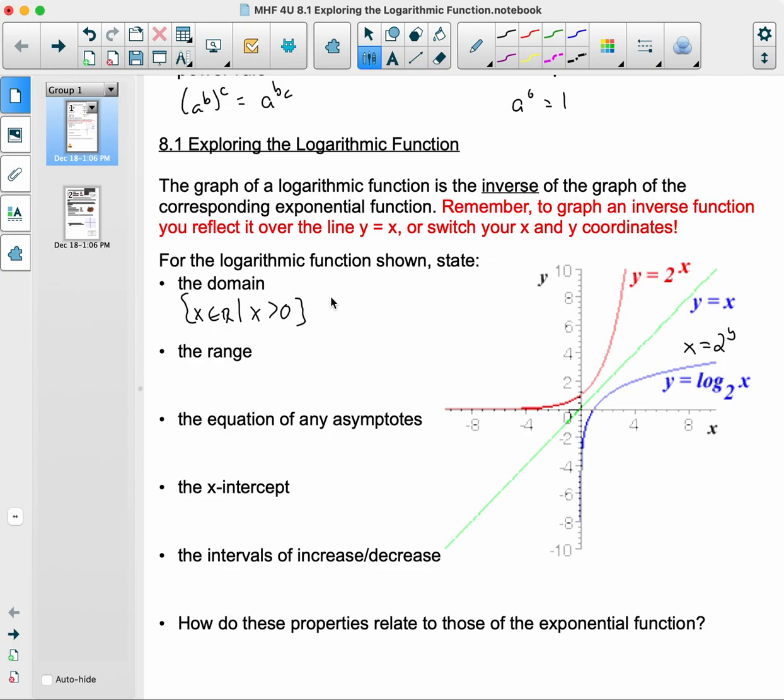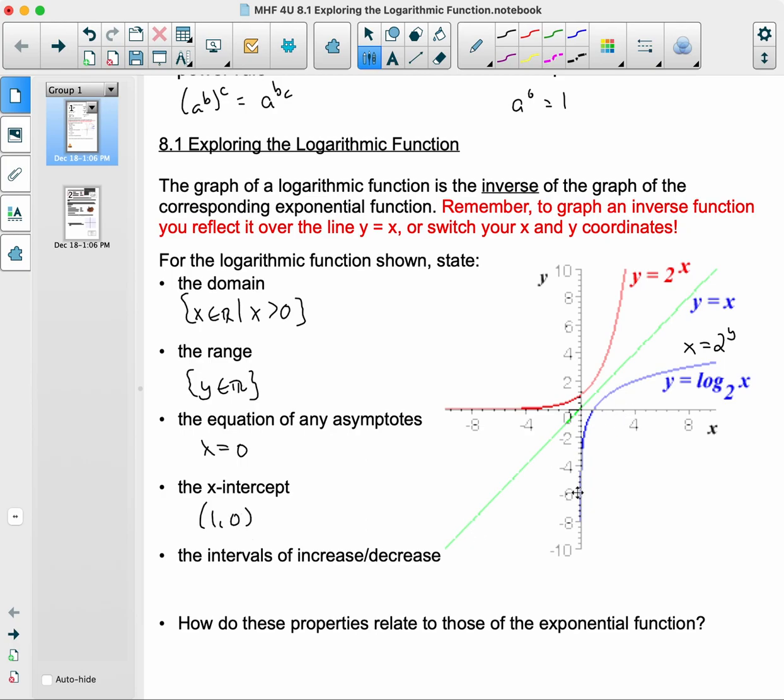And then your range would be all real numbers, okay, so y in the reals. Your asymptote this time is the vertical, so it's at x equals 0. So your exponential function has a horizontal asymptote at the x-axis. Your logarithmic function has a vertical asymptote at the y-axis. Okay, because it's literally just the inverse of this. The x-intercept is 1 because the y-intercept of the exponential function is 1.